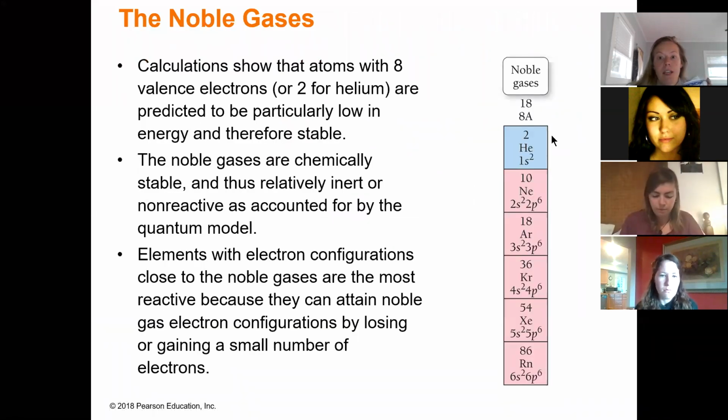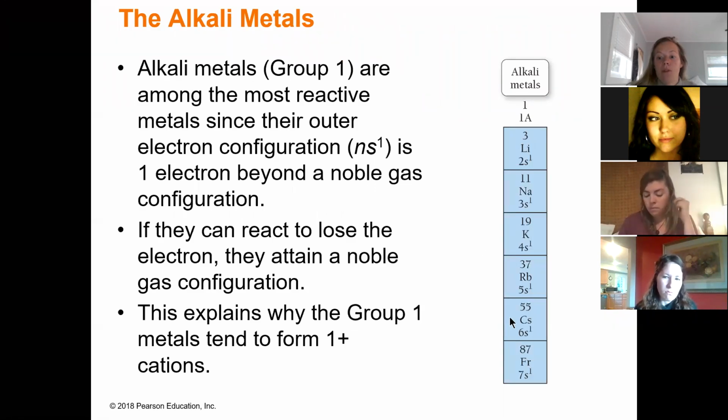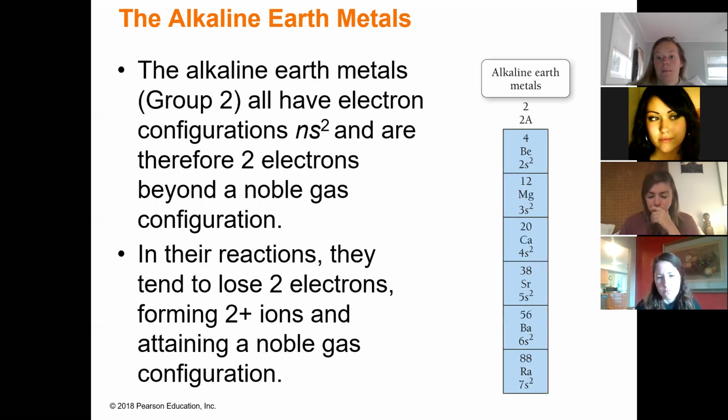So again, everything wants to become like a noble gas. These things are particularly stable. So things are going to gain or lose electrons in order to get like that. Our alkali metals are column 1. They all have one valence electron in that outermost shell. So what do they do? They just ditch that valence electron, and then they become like the noble gas before them.